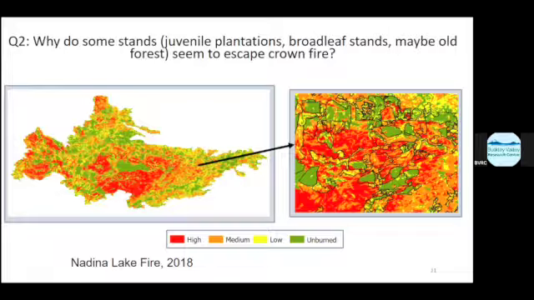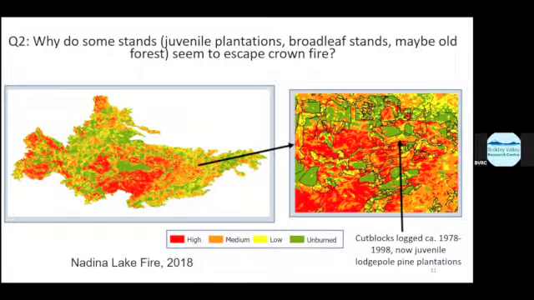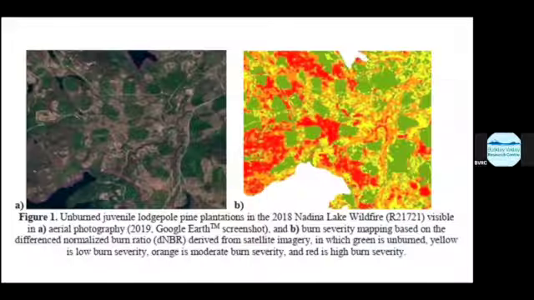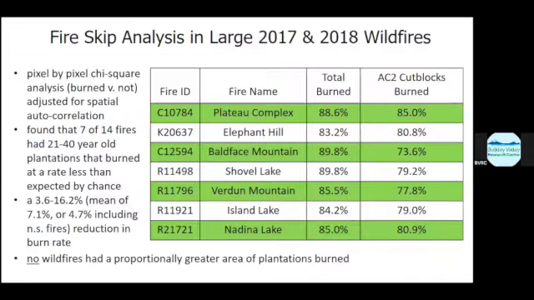Here's a picture from, again, the Nadina Lake fire. You can see those nice square cut blocks. Turns out most of them are about 20 to 40 years old. And here's another scene further west, also in that same fire. You can see that visual effect flying over, and it does show up in the burn severity mapping that the province did as well.